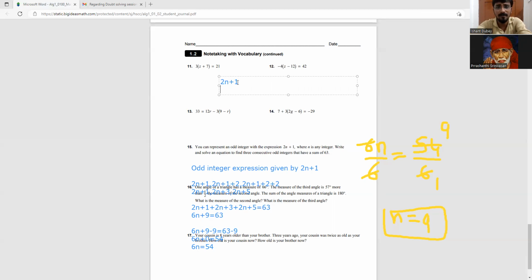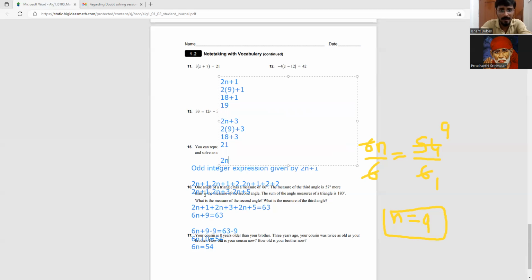Now n equals how much? You can substitute here. Put parentheses and write 9, because n equals 9. 2 times 9 plus 1, so 18 plus 1, how much? 19. Similarly, next is 2n plus 3. Again, 2 times 9 plus 3. 2 times 9 is 18, plus 3. How much? 21.